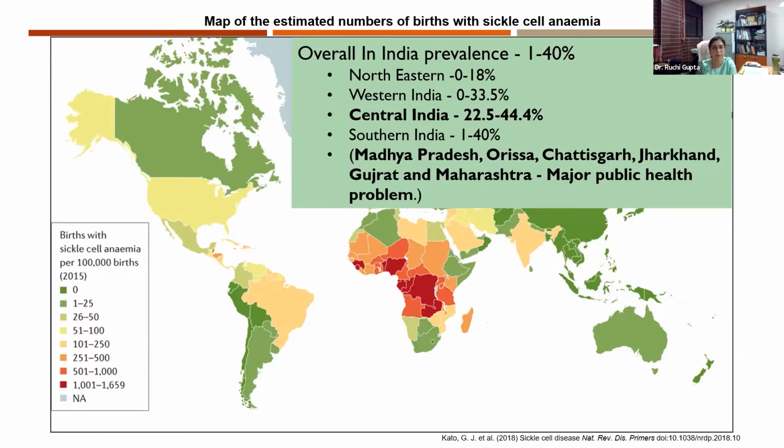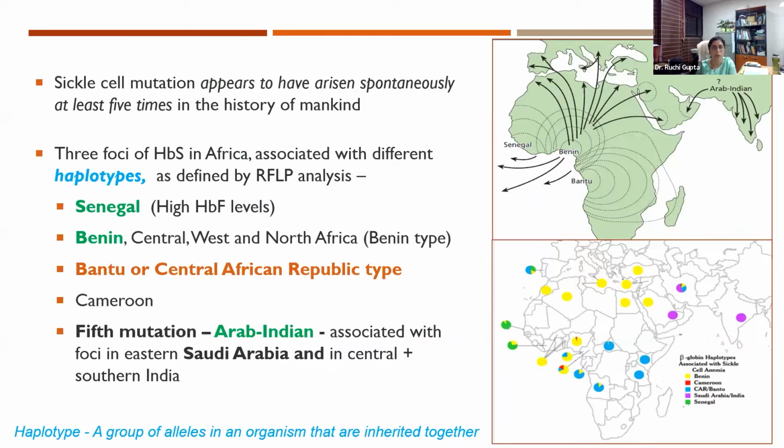What is interesting is that though the sickle cell mutation is typically due to an A to T transition at the 6th codon of the beta globin gene, this mutation appears to have arisen spontaneously at least 5 times. And this has been shown by studying the different haplotypes by RFLP analysis. If you look at the different types, we have the Senegal, Benin, Bantu, Cameroon, and Arab Indian.